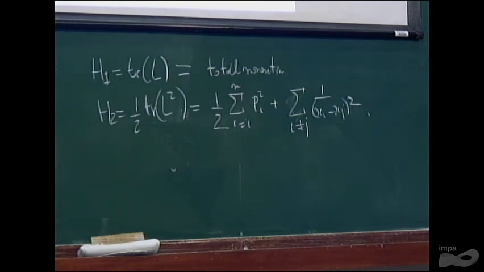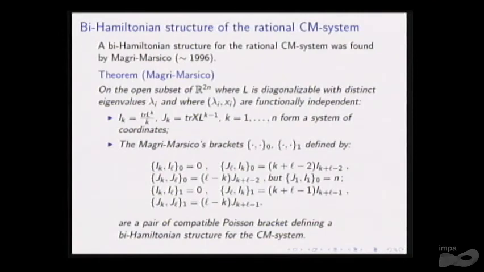Okay, so this is what somehow they did. And now, what about the Bi-Hamiltonian structure? The Bi-Hamiltonian structure of the Calogero-Moser system was discovered about 1996 by Magri and a student of his, Tiziana Marsico. And the theorem that they proved can be phrased in the following way.